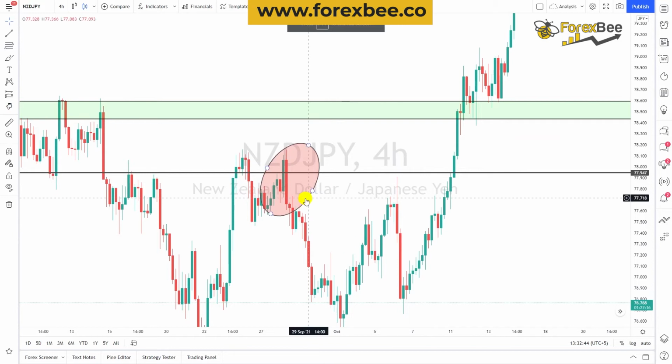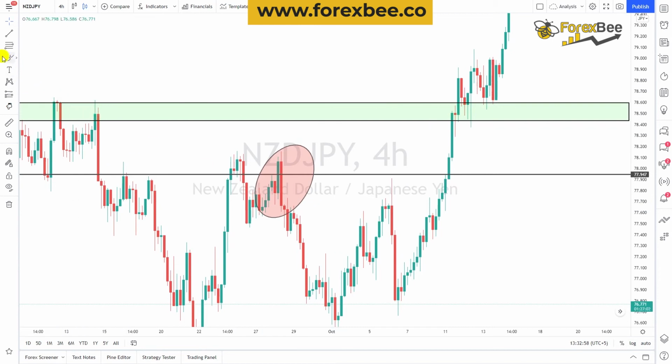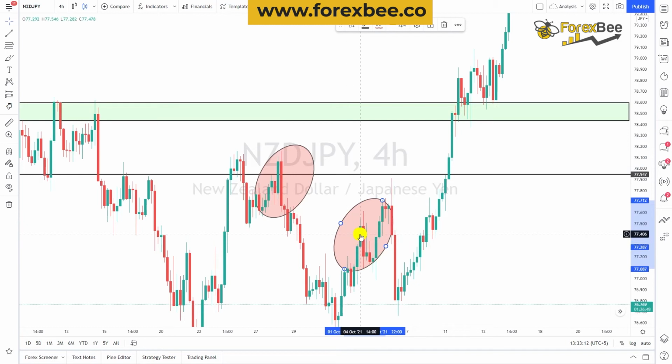One thing to notice here is that we can also see the formation of a bearish engulfing candlestick pattern here. And let me just point out this zone so that you can see it clearly. So we can also see the formation of a bearish engulfing candlestick pattern at this level here. And after the formation of this bearish candlestick pattern, the price did not go downward.